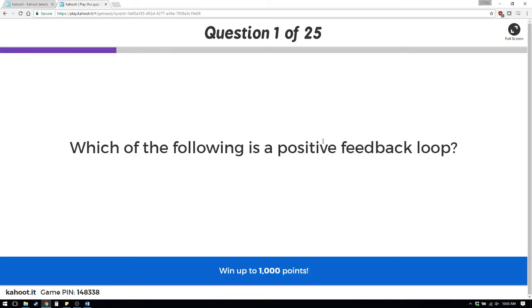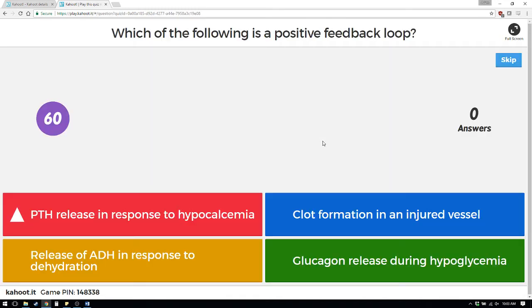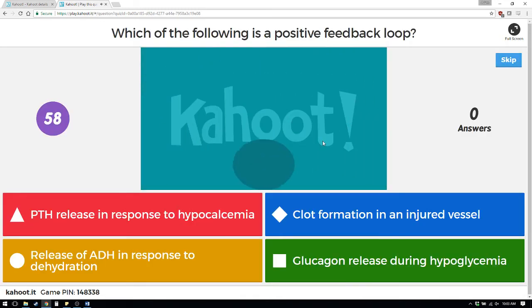All right, which of the following would be an example of a positive feedback loop? You'll click whatever you think the right answer is. A positive feedback loop. What do we think? The clot formation in an injured vessel, glucagon released during hypoglycemia, ADH, dehydration.